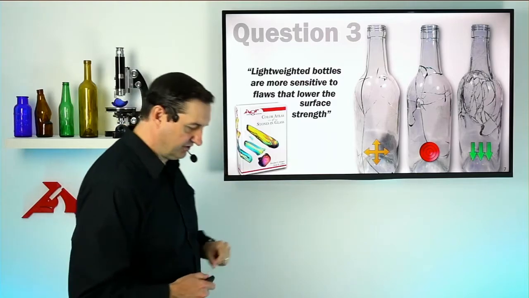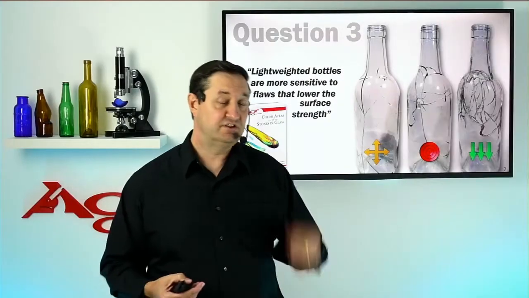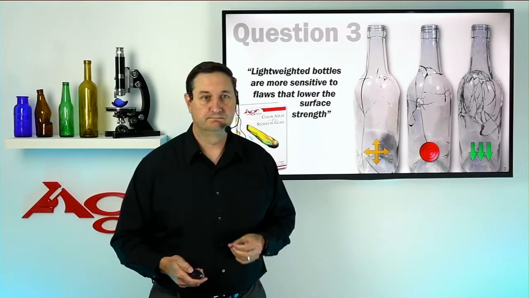Now, one of the resources that we have available for you, particularly for things like the inclusions of stones, is we've got a book, Color Atlas of Stones and Glass. It's going to help you identify the nature of that stone, which means you've got a better chance to rectify that in future runs.